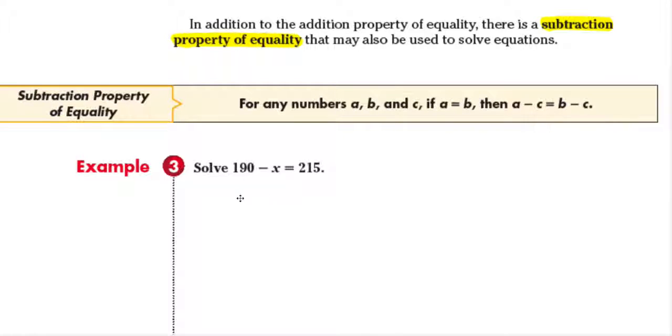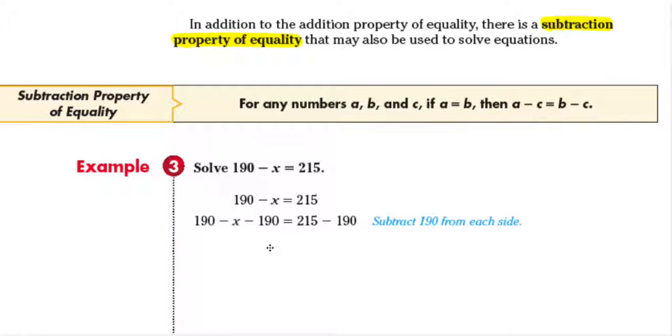Okay, let's take a look at this example. Solve 190 minus x equals 215. Okay, and in trying to solve this equation, we first copy it down. Now 190 minus x equals 215. Okay, and then we subtract 190 from both sides. We want to undo 190, so we subtract 190 from both sides. We end up with negative x equals 25.